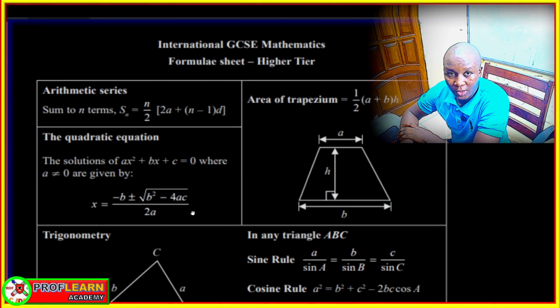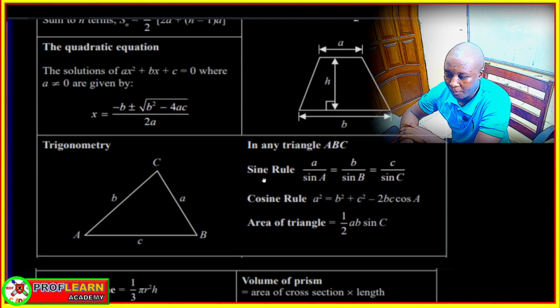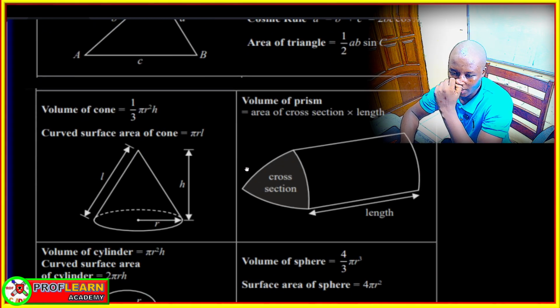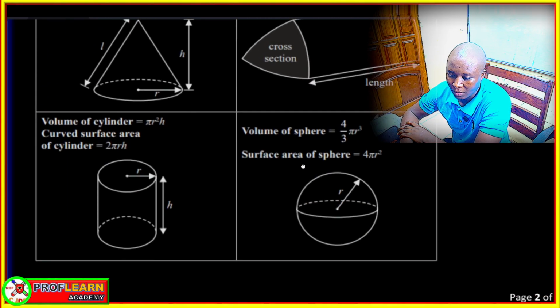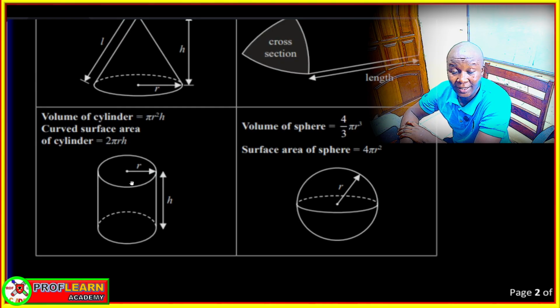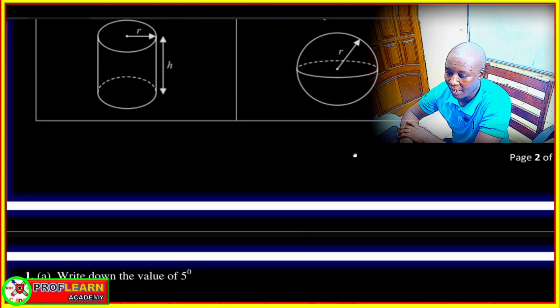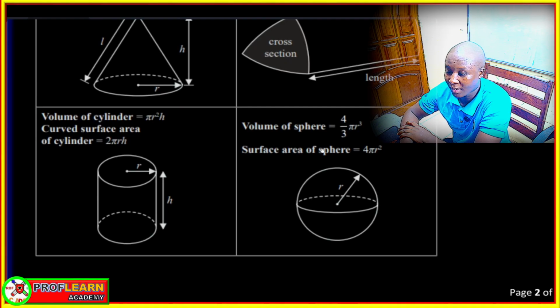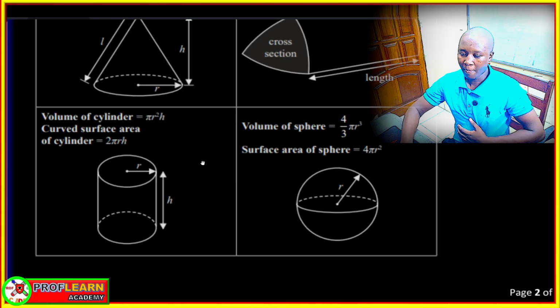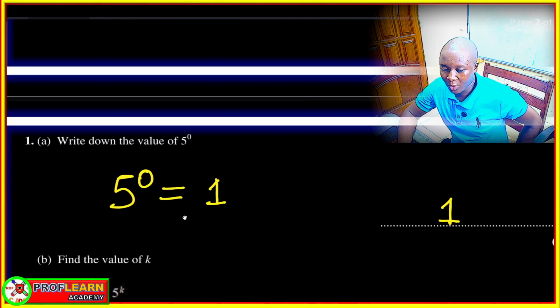The first thing that you need to notice is that you'll be provided with a few formulas: some terms in an arithmetic series, a quadratic formula which you can use to solve quadratic equations, and trapezium area. Under trigonometry, you'll have the sine rule and also the cosine rule. Then we have the volume of a cone, surface area of a cone, volume of a prism, volume of a cylinder, and curved surface area of the cylinder. And lastly, the volume of a sphere. Those are the only formulas provided during this exam, and you need to know how to use them.